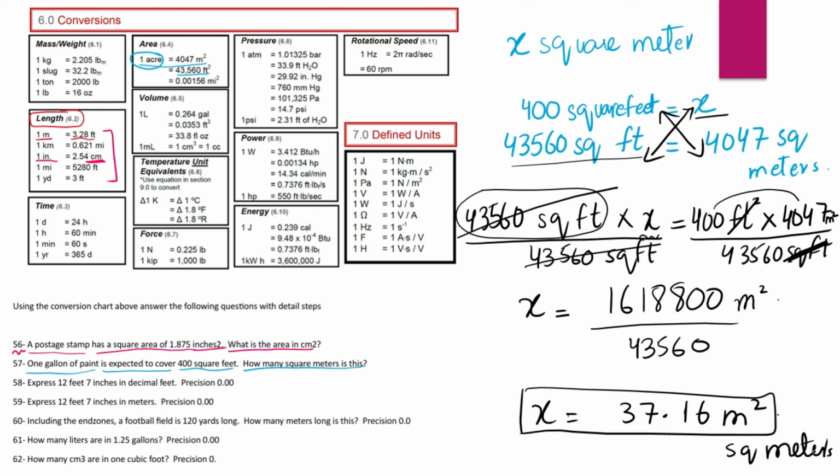So you can see, first of all, we had a value in 400 square feet. Now we have a value in square meters. So that's the answer to question number 57. Let's do question number 58 now.